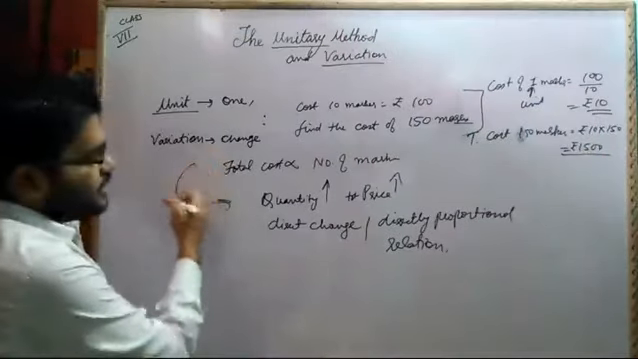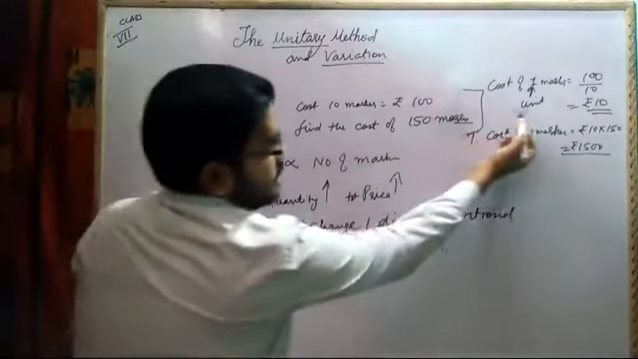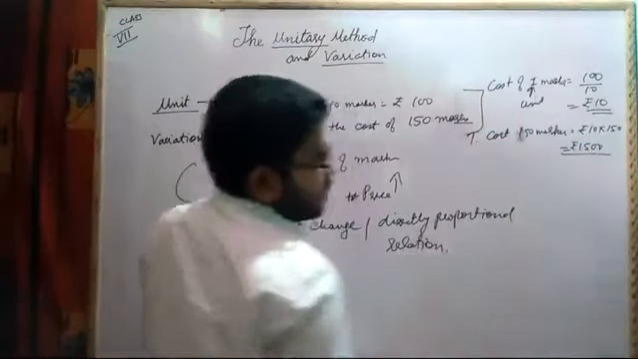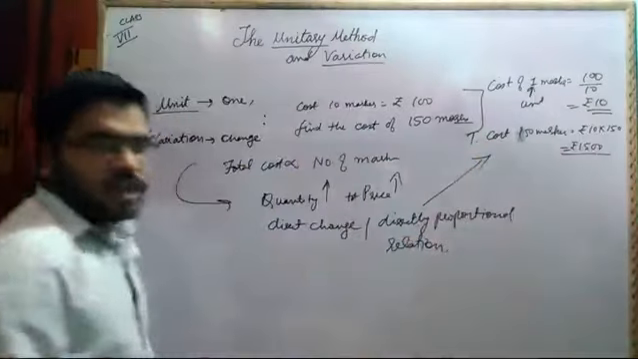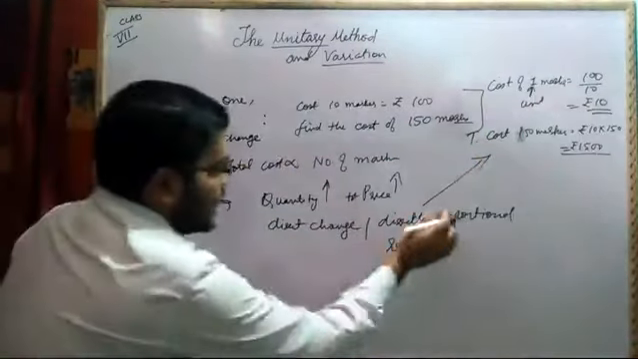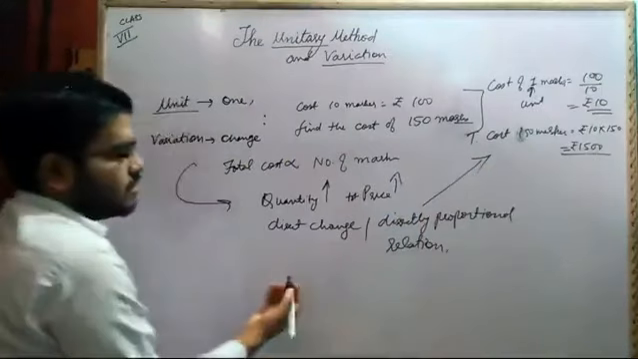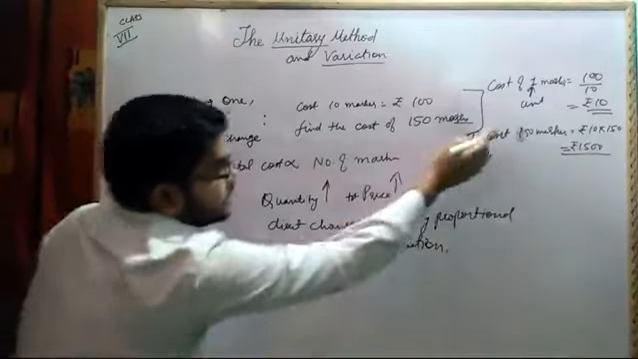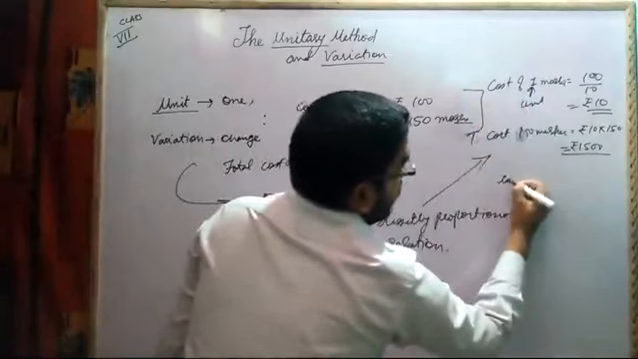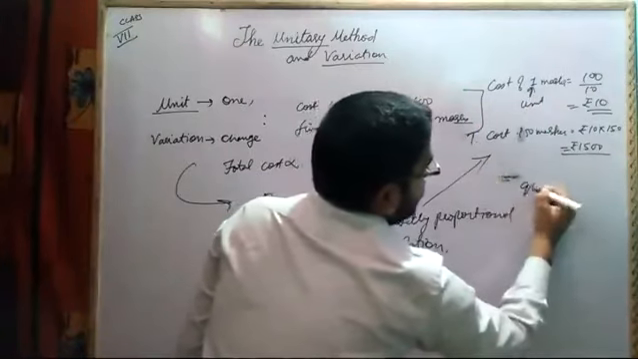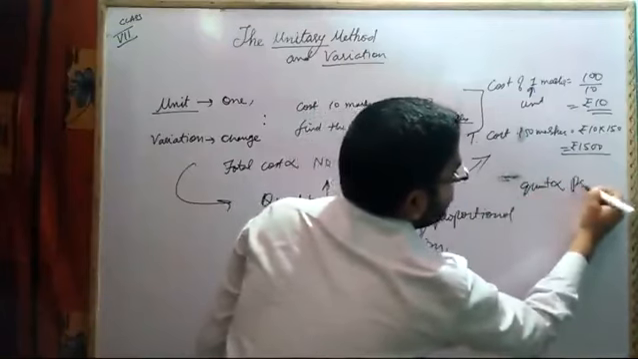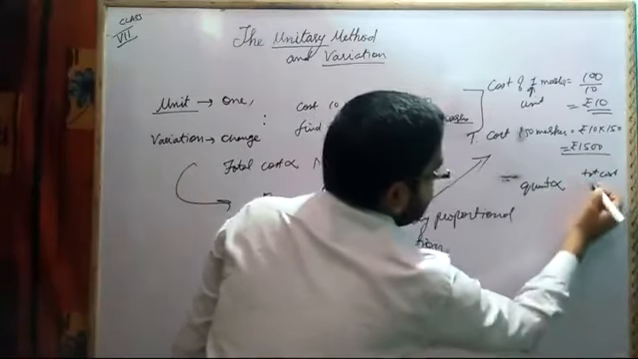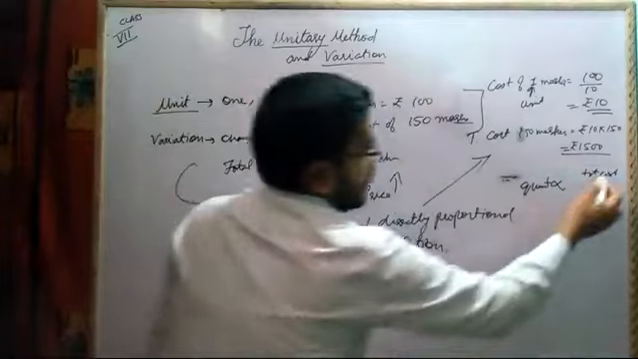Now for this variation, see, one marker costs 10. Then how much do 150 markers cost? 1500. That means it is a direct relation. So in terms of physics or chemistry, or in maths also most of the times, we can represent this as quantity is directly proportional to total cost, not price, total cost. So this is called direct relation.